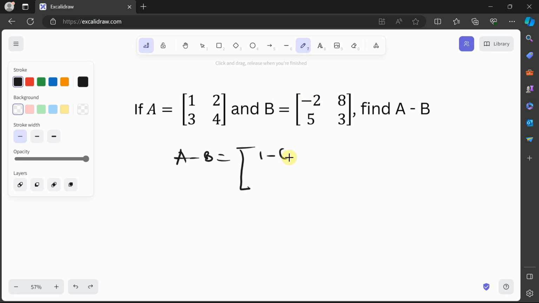1 minus (minus 2). This will be 2 minus 8. This will be 3 minus 5. This will be 4 minus 3. Very simple. So we know that 1 minus minus is the same as 1 plus 2.